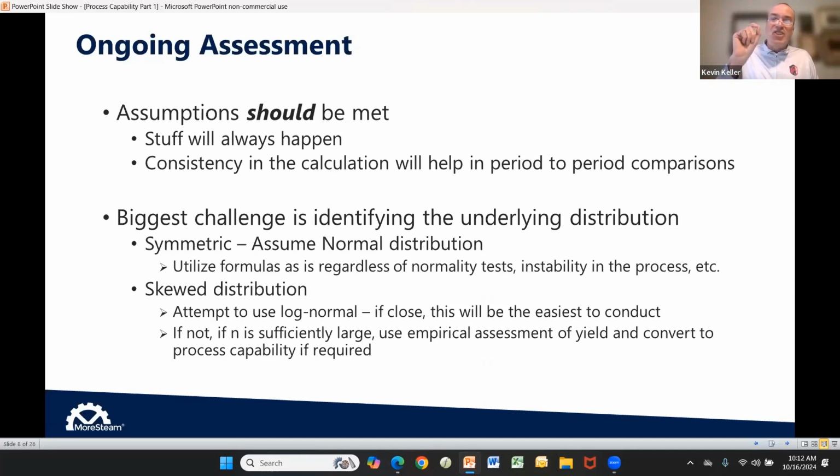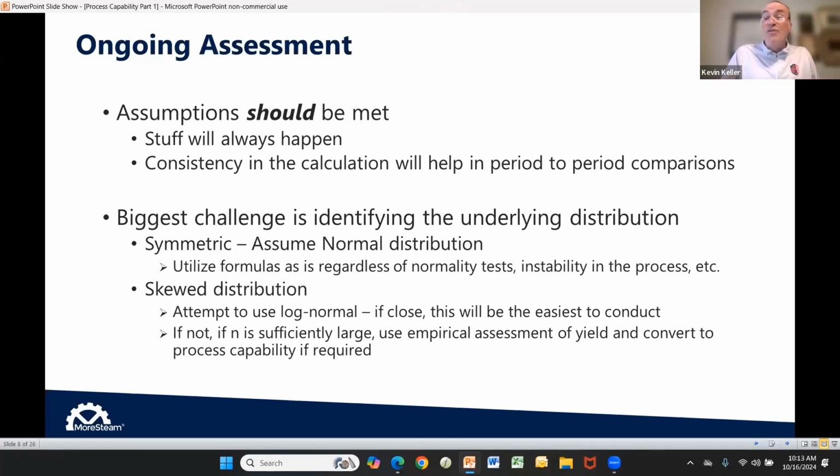If your distribution is skewed, and typically in most processes it's skewed to the right, where the long tail is headed off to the right, attempt to use the log normal. Now, I'll give you an example of one that is skewed left, an easy one we can all understand: the weight of a truck on a highway. Federal law says you can't have more than a certain weight in a truck. So companies will attempt to put all sorts of things into that truck to get it up to the maximum weight. So the tail will go in the other direction, towards the left.